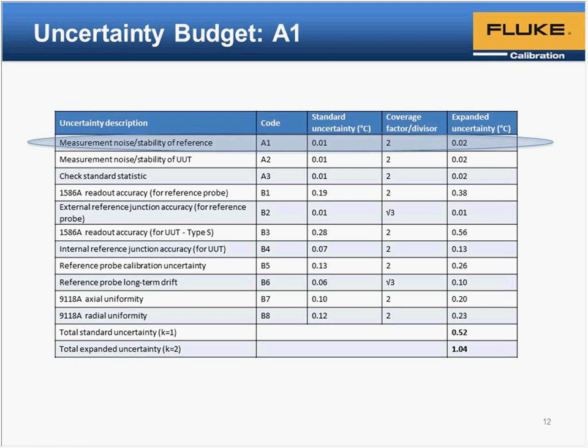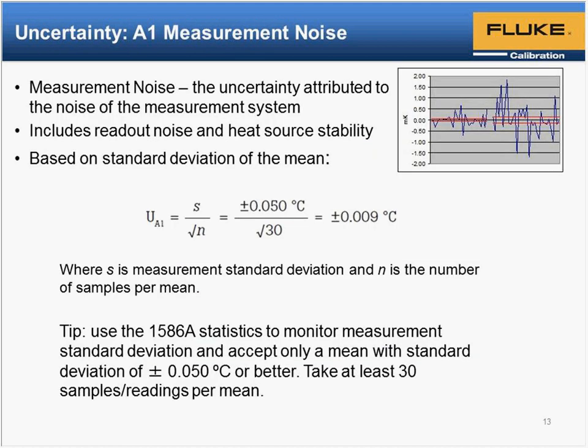We'll talk about measurement noise, which applies to the measurement of the reference probe and applies to the measurement of the UUT probe. Measurement noise is the uncertainty attributed to the noise of the measurement system. So measurement noise will be a result of instability of the heat source, and any electrical noise that may be occurring in the measurement system. With thermocouples especially, noise can be a significant issue and challenge. You have to be careful with things like ground loops. Make sure that everything is grounded properly.